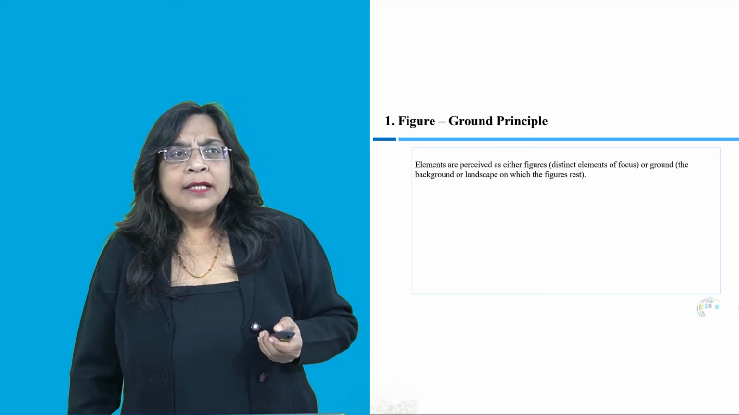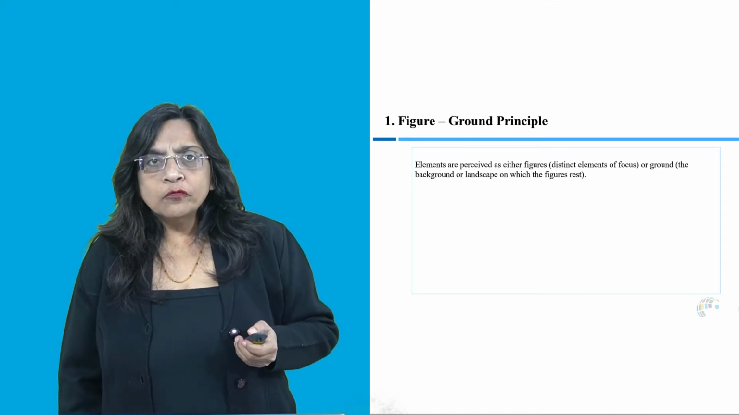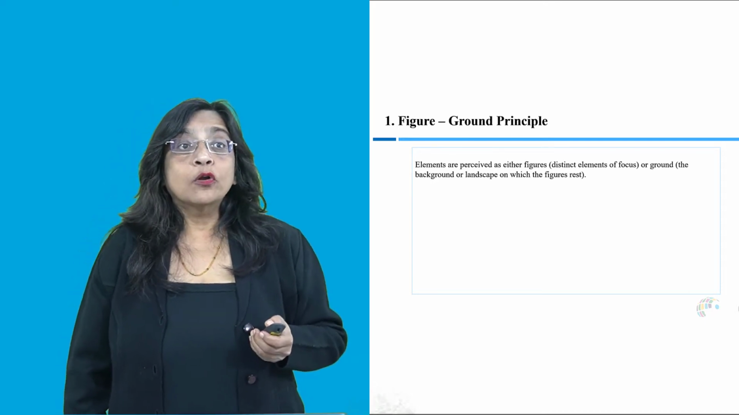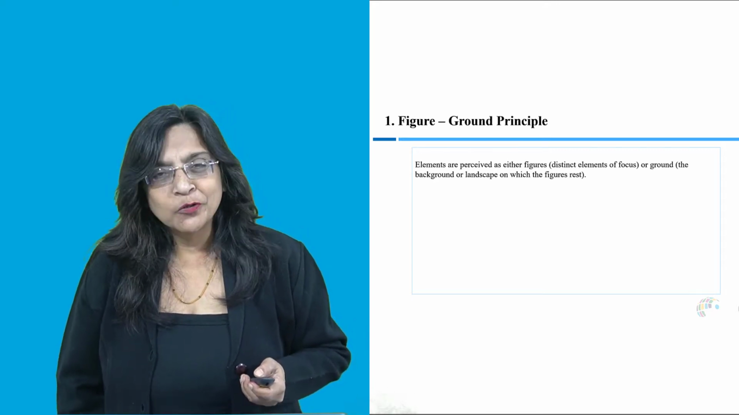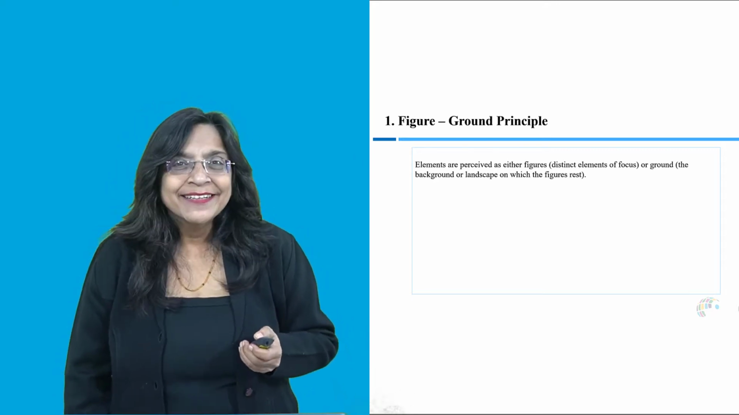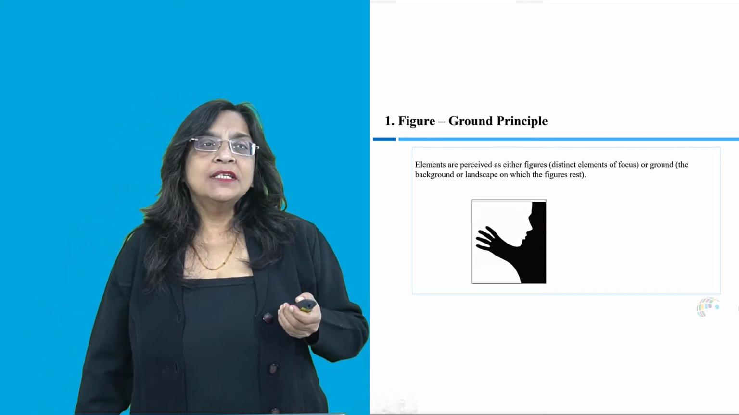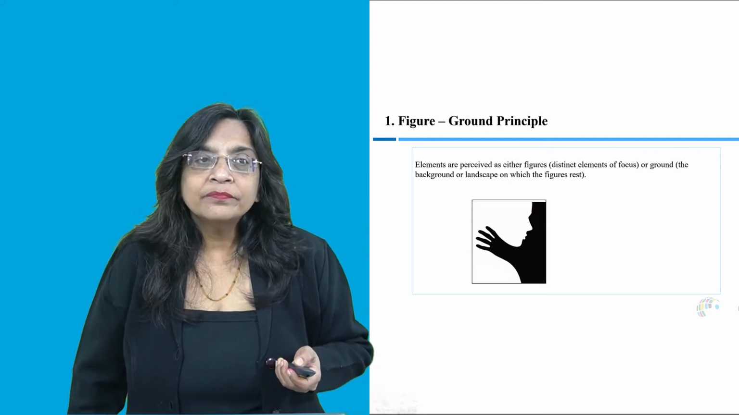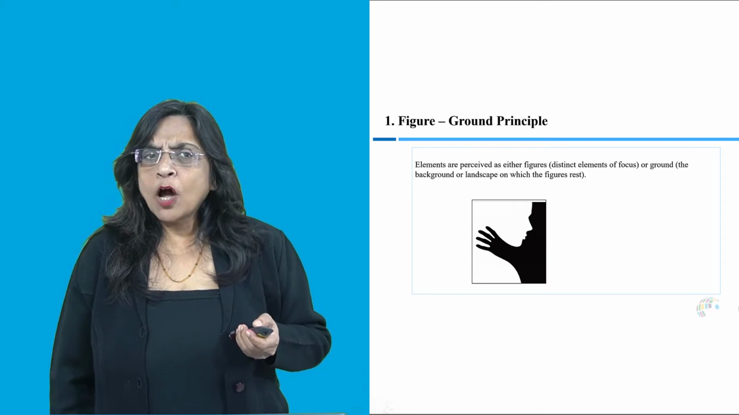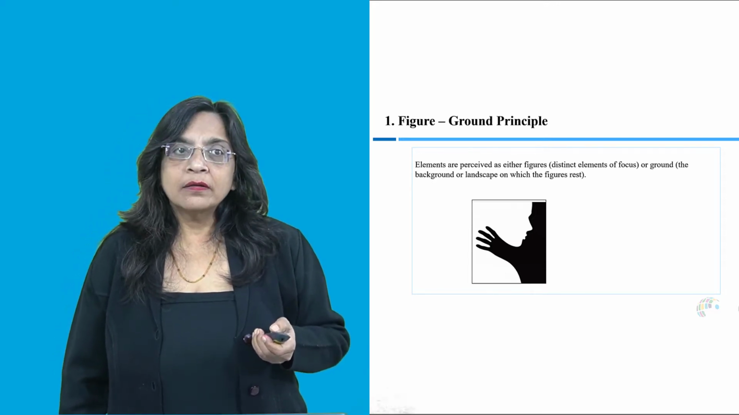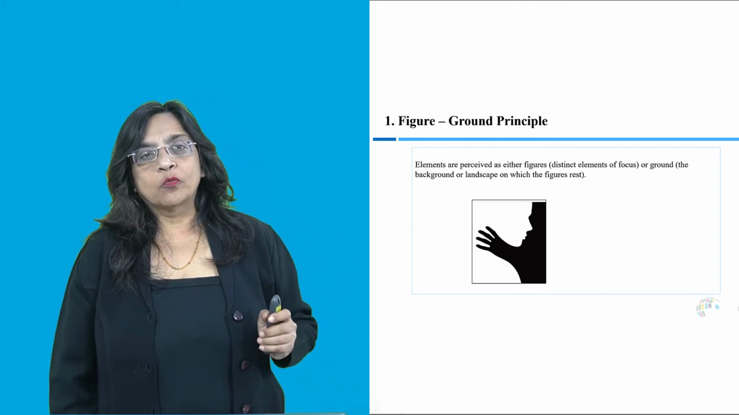Now, the elements are perceived as either figures, distinct elements of focus, or ground, the background or landscape on which the figures rest. Now, I know that really sounds very complicated. Let's understand it with an example. So how many of you can see the face of a lady? You know, when you focus on the white part, it becomes the face. And how many of you can see the hand sticking out, almost as if somebody is explaining something to someone?